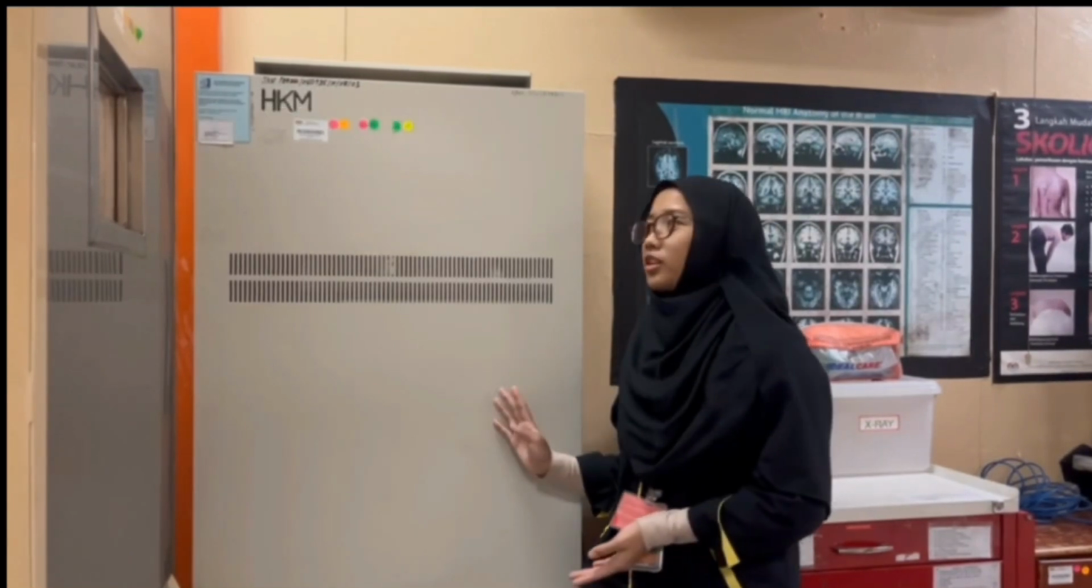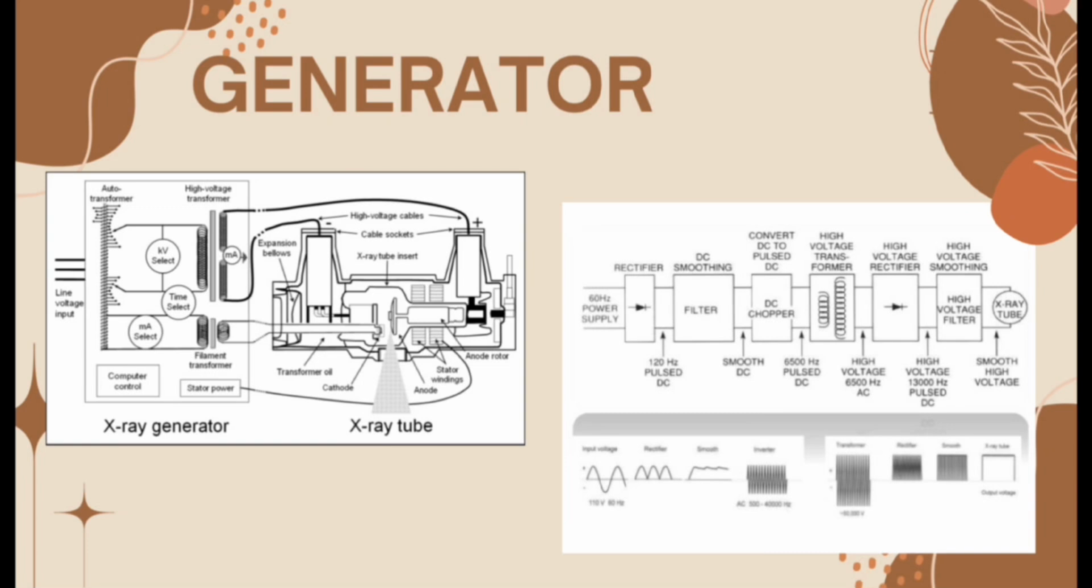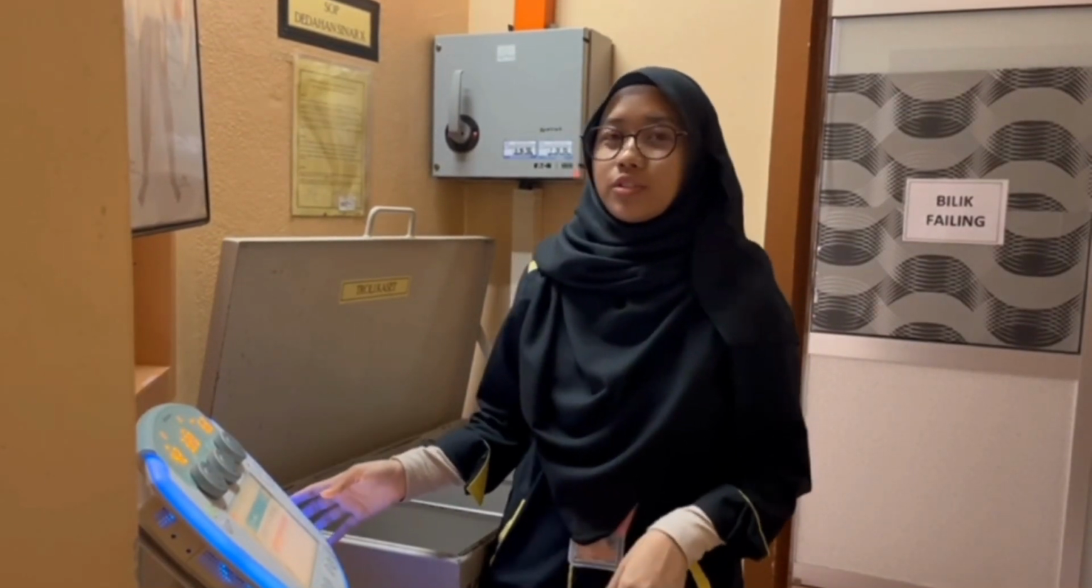So the next component is the generator. Here in our hospital, we are using a high tension generator. The function of the generator is to supply the current so that we can use the X-ray tube. So this image is the overview of how the generator works to supply the current to the X-ray tube to heat up the filament. So this is the operator interface, which is also known as the control panel.